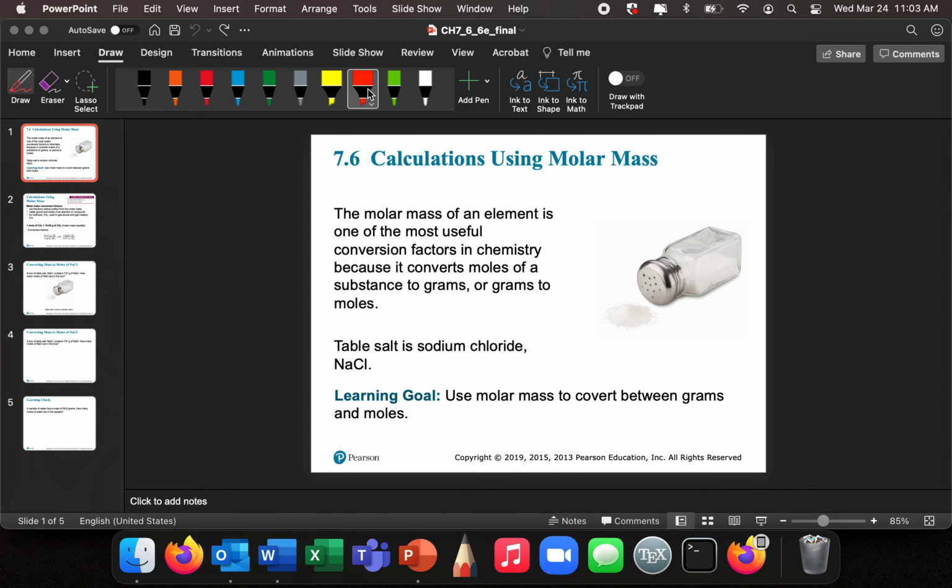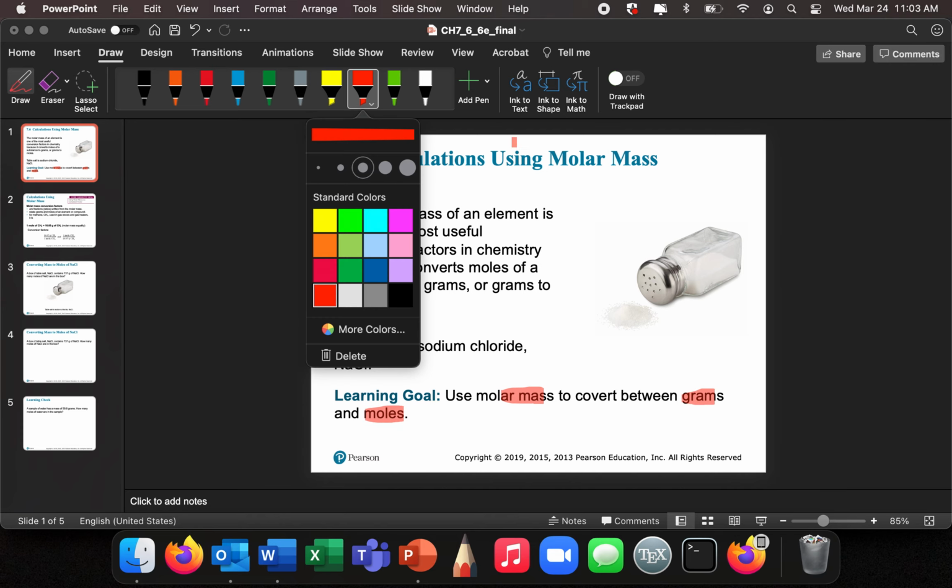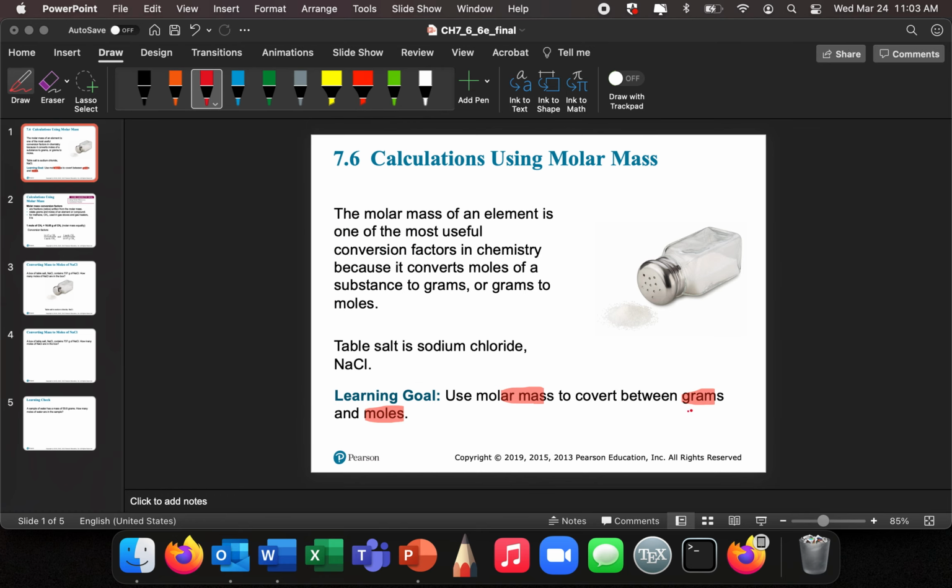Okay, so you know how to calculate molar mass. What can we do with it? Well, it turns out this is really important. We're going to use molar mass to convert between grams and moles. That is, given grams, how many moles do you have? Or the opposite, given moles, how many grams do you have?